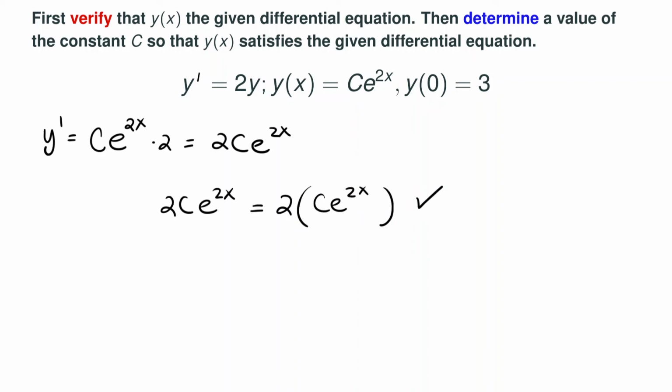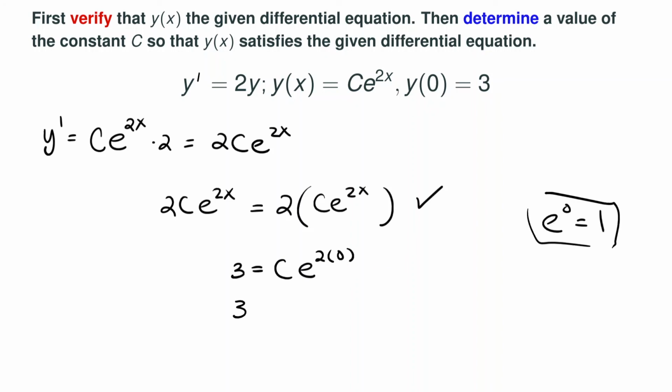Now specifically, our solution should meet the condition that if we input 0 into x, then the final result should be 3. So that gives us 3 is equal to c e to the 2 times 0. 2 times 0 is 0. e to the 0 is 1. So this becomes 3 equals c times 1, which tells us c should be equal to 3 in this case. So our specific solution is 3e to the 2x.